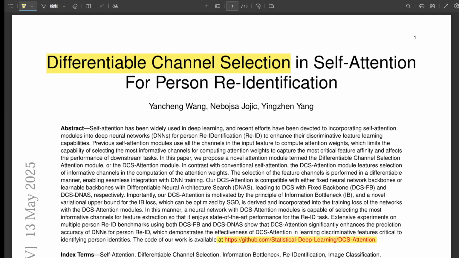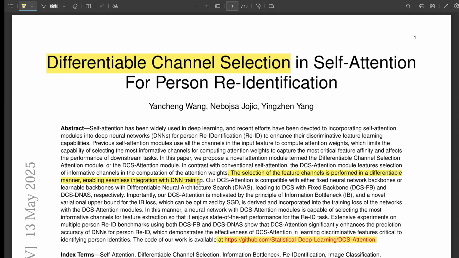So what's the big idea with this DCS-Attention then? How does it fix that? The core innovation is this idea of dynamic selection. DCS-Attention stands for Differentiable Channel Selection Attention. It doesn't use all the channels. Instead, it actually learns to select and focus on only the most informative channels specifically for the task of telling people apart. So it's way more targeted.